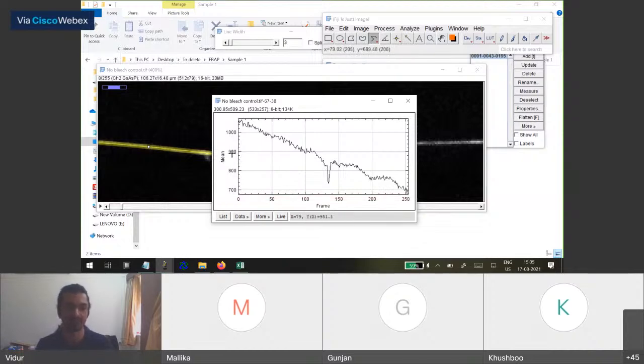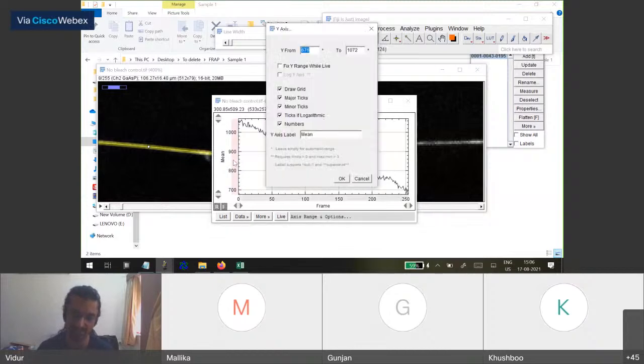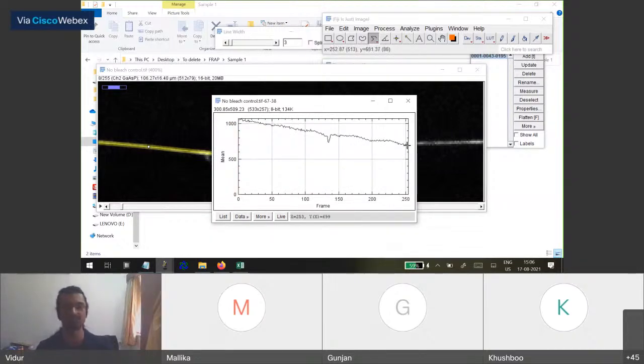So natively, what Fiji does is to scale this window towards the maximum and minimum values of both time and intensity. However, what we want to see is what percentage of photo bleaching is occurring. So for that, we'll have to resize this window, and you can simply double click the y-axis, which will bring forth the scaling that is required. So just for 0 to 1072, and now you can see that the photo bleaching is less than 30% over the entire time.